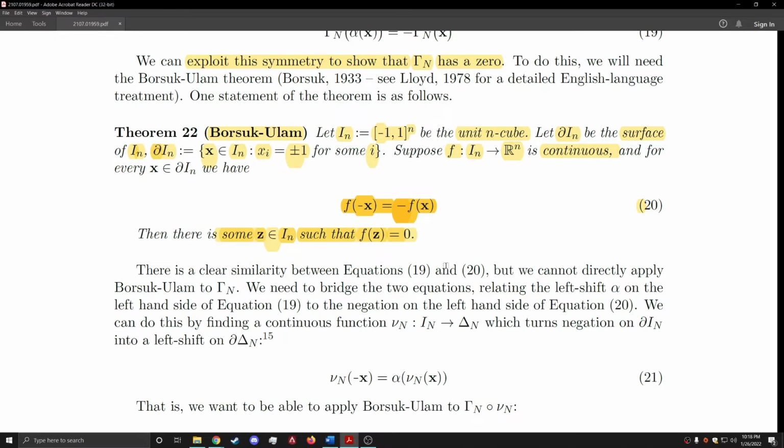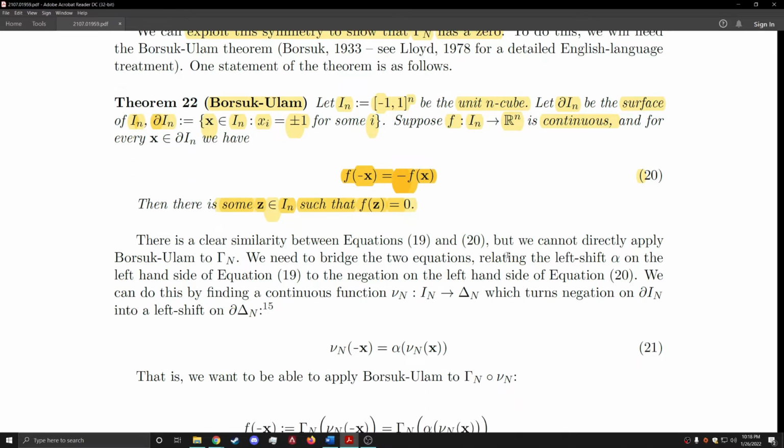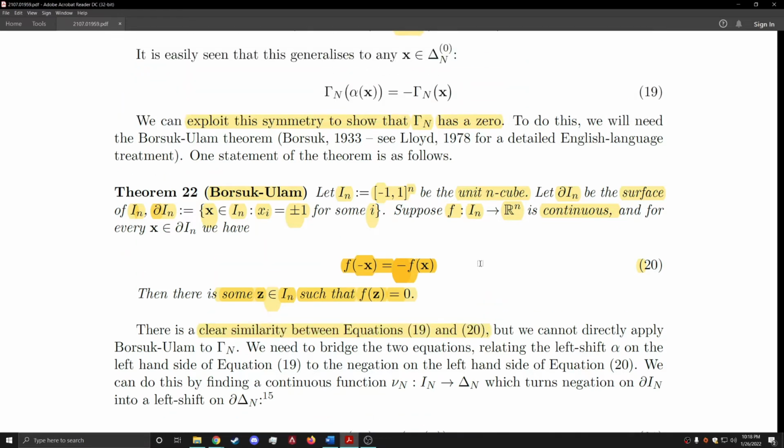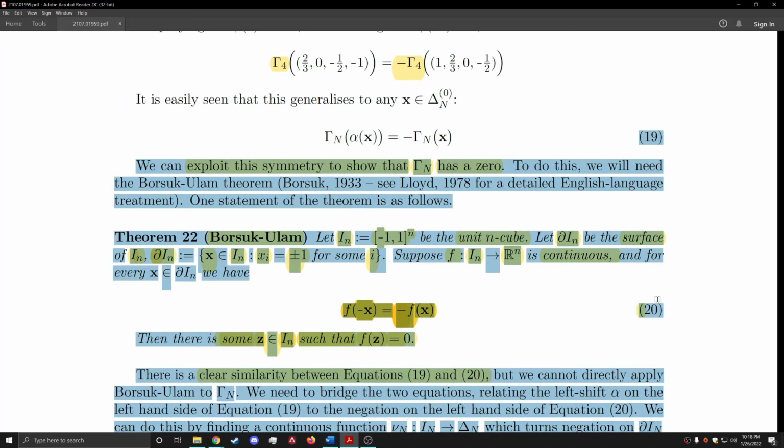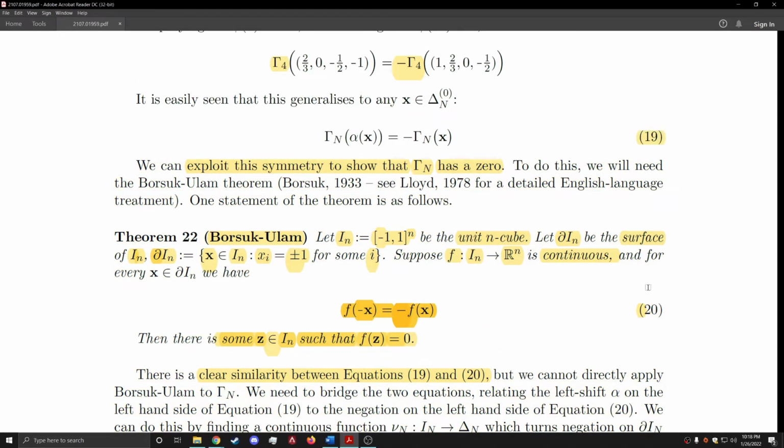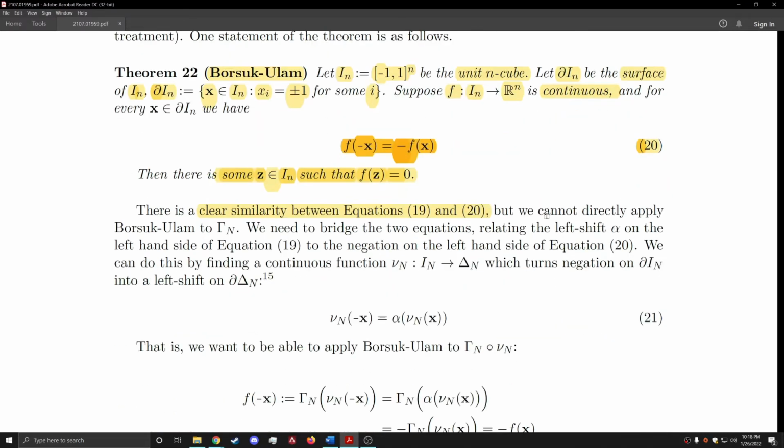This is the last part. However, there's one last thing that we need to do. It says right here we can see a clear similarity between these two things. It's this 19 right here and this 20. These two functions, but we cannot directly apply this Porsugalam theorem to gamma sub n.